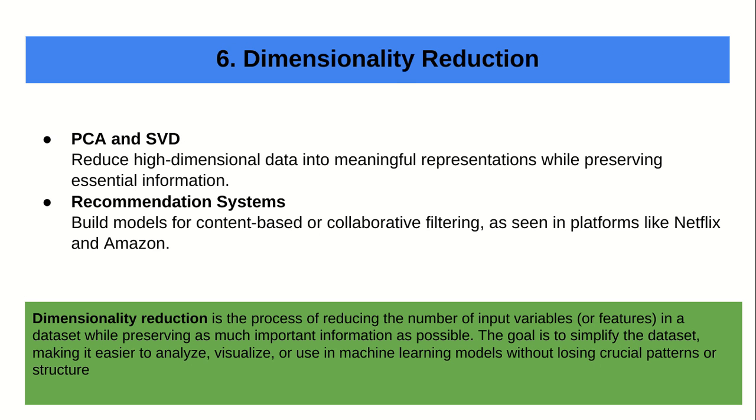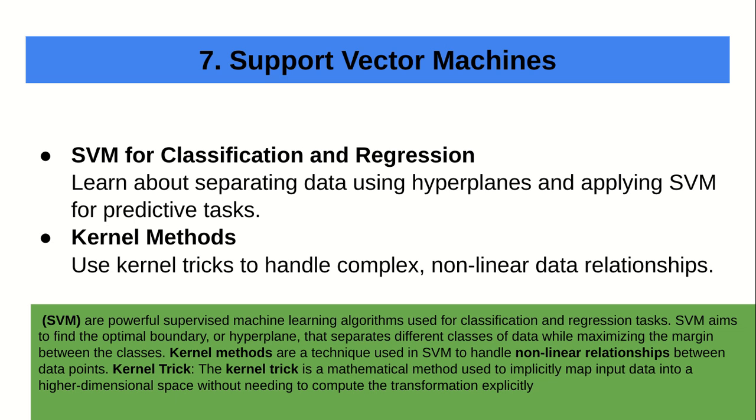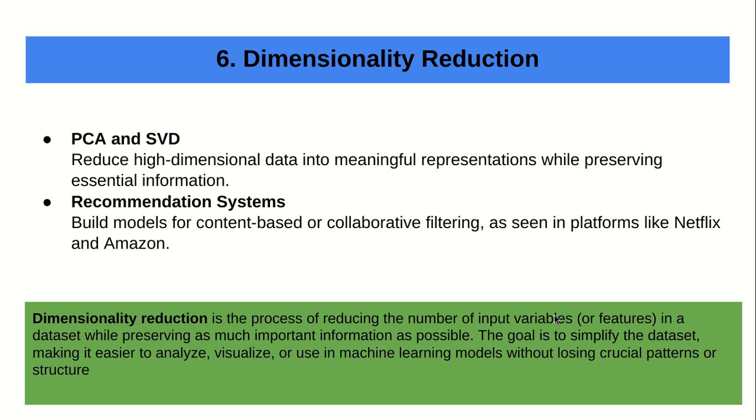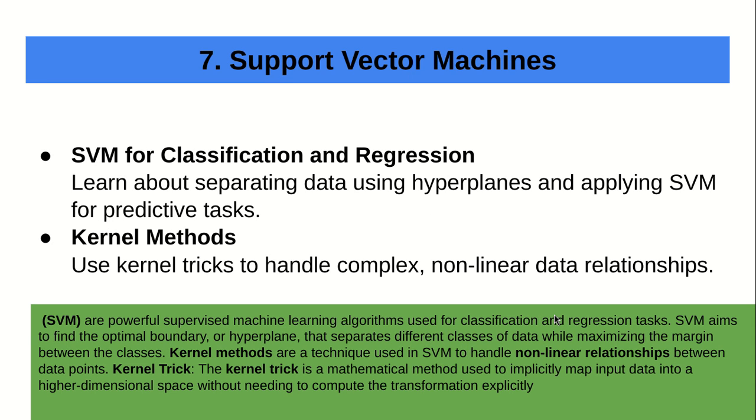So that's it. In the next section, we are going to look into support vector machines. As I've said earlier on, we have SVM, support vector machines, and then we have support vector regressions. Support vector machines are used to learn about separating data using hyperplanes and applying SVM for predictive tasks.